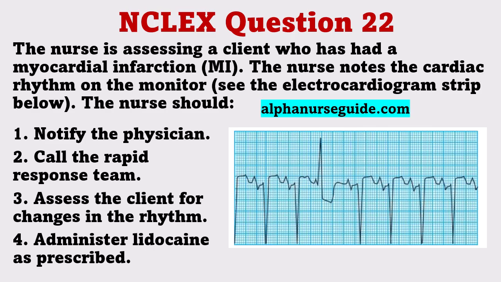PVCs are potentially serious and can lead to ventricular fibrillation or cardiac arrest when they occur more than 6 to 10 in an hour in clients with myocardial infarction. The nurse should continue to monitor the client and note if the PVCs are increasing. It is not necessary to notify the physician or call the rapid response team at this point. Lidocaine is not indicated from the data on this ECG.